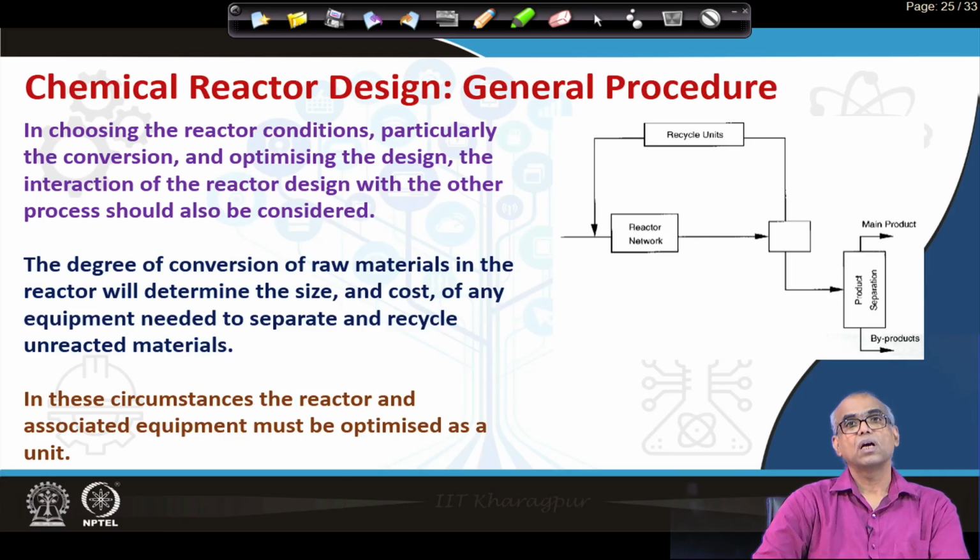So, a better way to optimize the reactor network or reactors will be that we consider the optimization of the reactor separation system together. So, we consider the reactor separation system as one unit and then optimize the process.